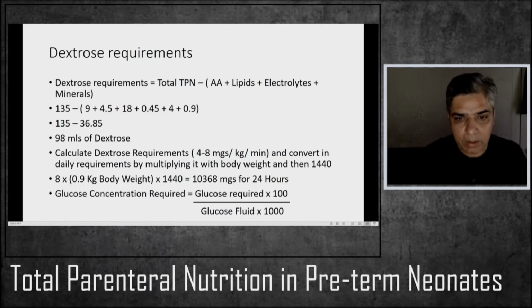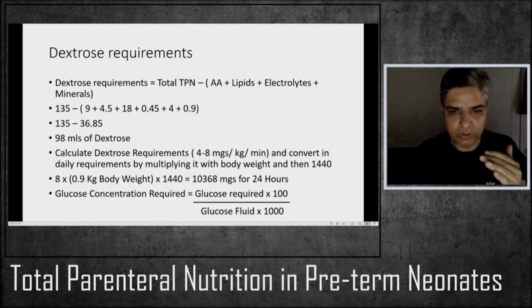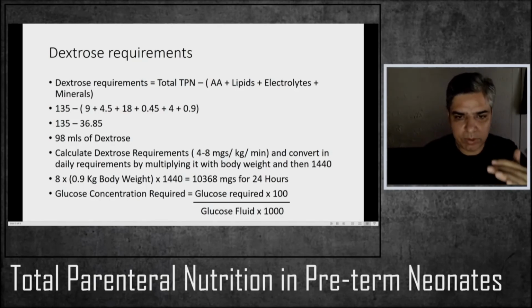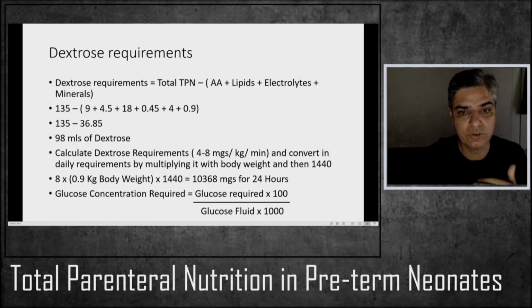But normally, we know when we are using dextrose, it comes in solution. Dextrose comes as a 5% dextrose, or a 10% dextrose, or a 12.5% dextrose, or 25% dextrose, or 50% dextrose as well. So we need to know how much concentration of the glucose is required for that.